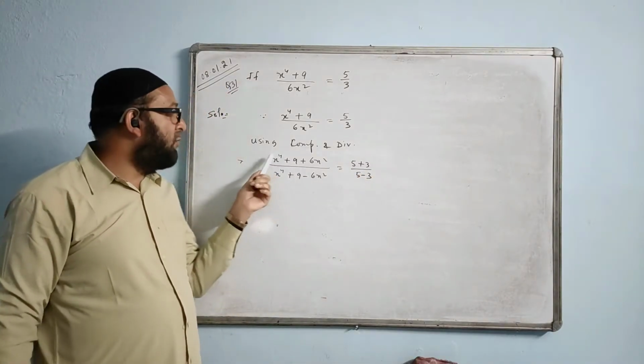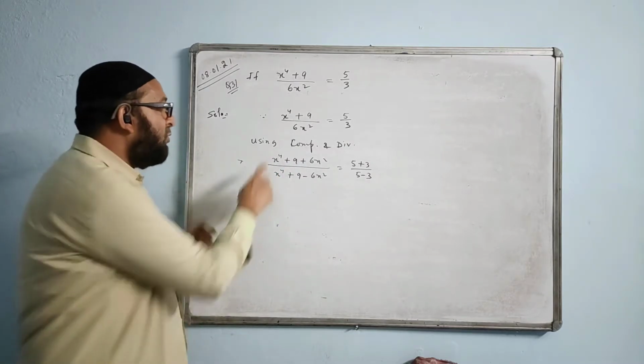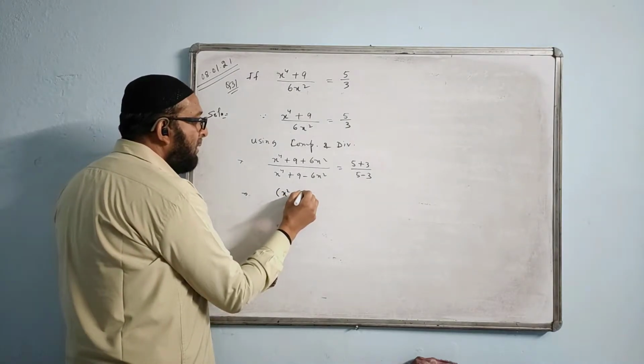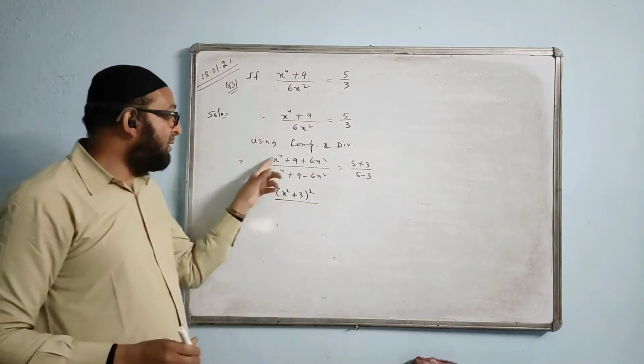You look at this one. This is going in a kind of formula, something whole square formula. X to the power 4 will go in x square. X square plus 3 whole square is coming on top. If you expand it, you will get this answer only.